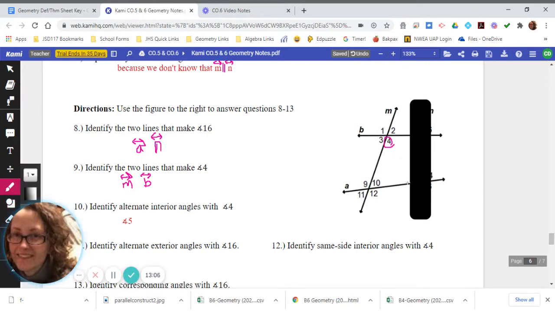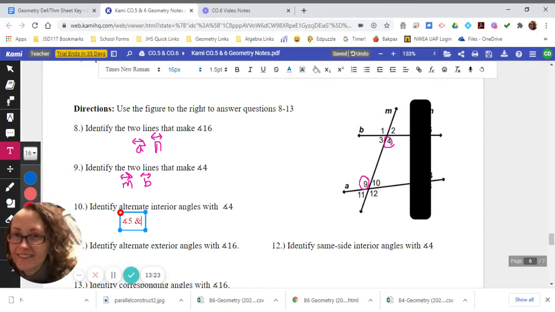So then now with some of my image gone, it's a little bit easier for my eyes to focus again on saying that angle 4 and angle 9 are alternate interior angles. So I can add angle 9 to my list here, and that's it.